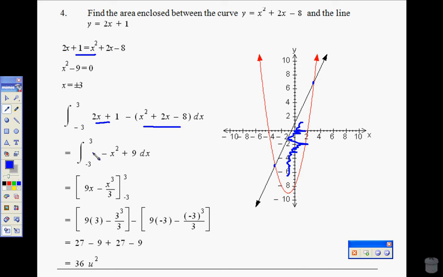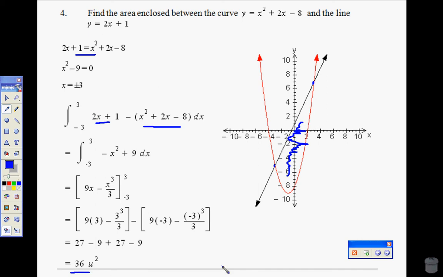Between minus 3 and 3. So we start to integrate it then. That's going to give us minus x squared becomes minus x cubed on 3. 9 becomes 9x, and I swapped them around but kept the signs the same for what they were. Just makes it a little bit neater. And sub in 3, sub in minus 3, and you'll see that you get a positive answer. You won't get a negative answer.